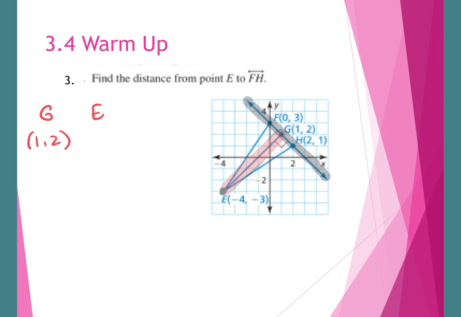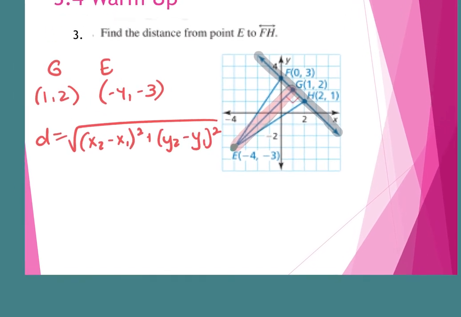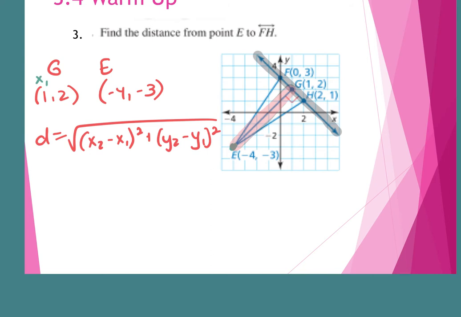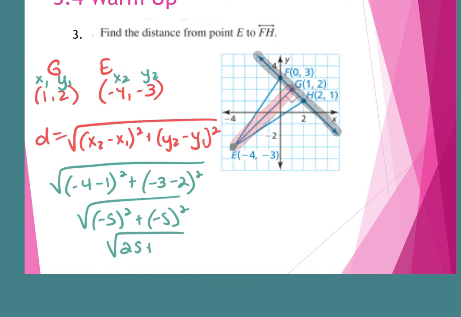G is 1, 2. E is -4, -3. Distance is the square root of x2 minus x1 squared plus y2 minus y1 squared. It doesn't matter which ones you make the 1s and the 2s as long as you're consistent. I would get the square root of -4 minus 1 squared plus -3 minus 2 squared, square root of -5 squared plus -5 squared, square root of 25 plus 25, square root of 50.